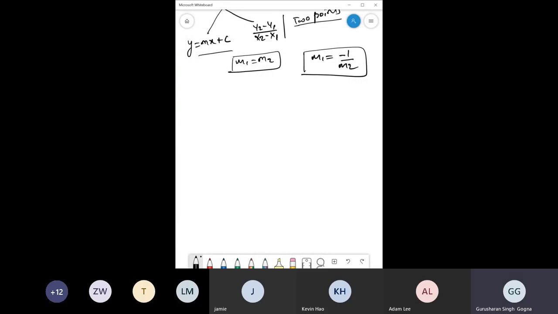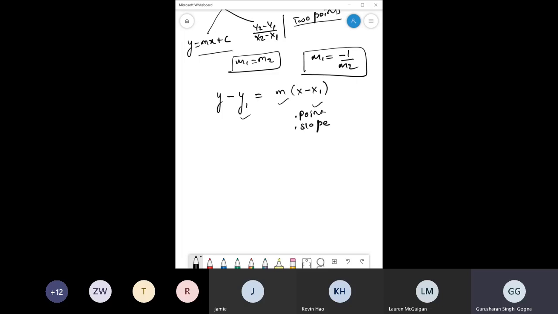Now, equation of a line, how to find out equation of a line? y minus y1 is equal to m(x minus x1). So in order to get the equation of the line, you need to know the slope and you need to know the point. Okay, point and slope.